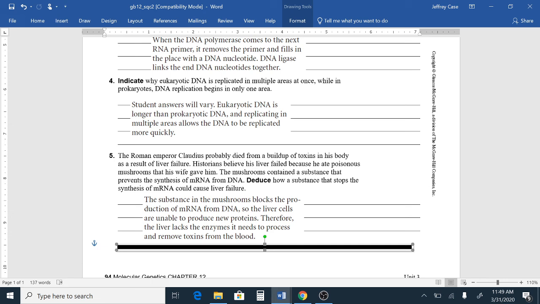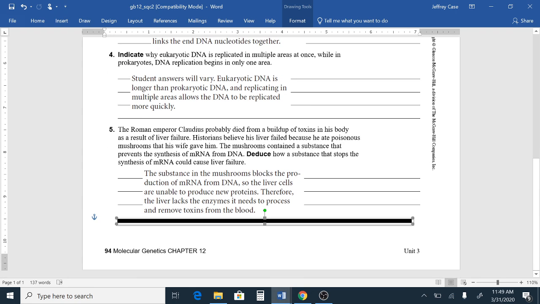The substance in the mushroom blocks the production of mRNA from DNA, so the liver cells are unable to produce new proteins. Therefore, the liver lacks the enzymes it needs to process and remove toxins from the blood.